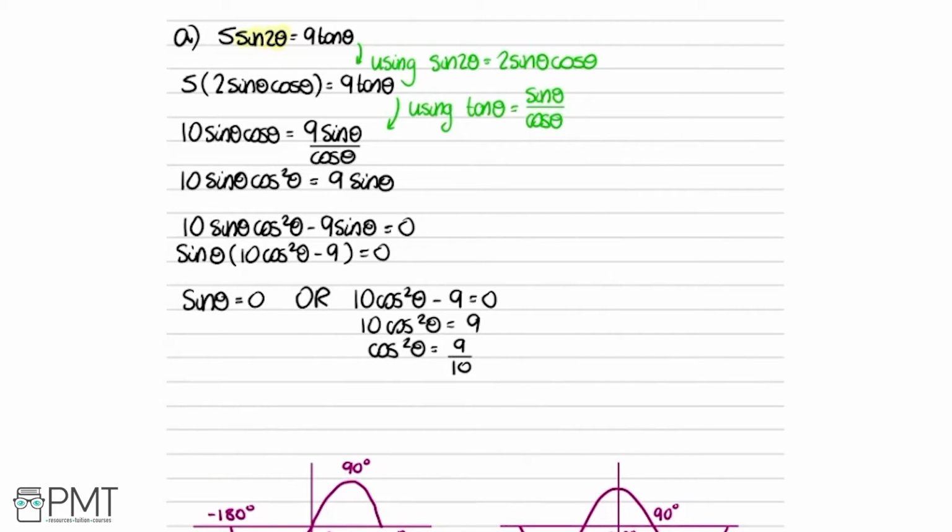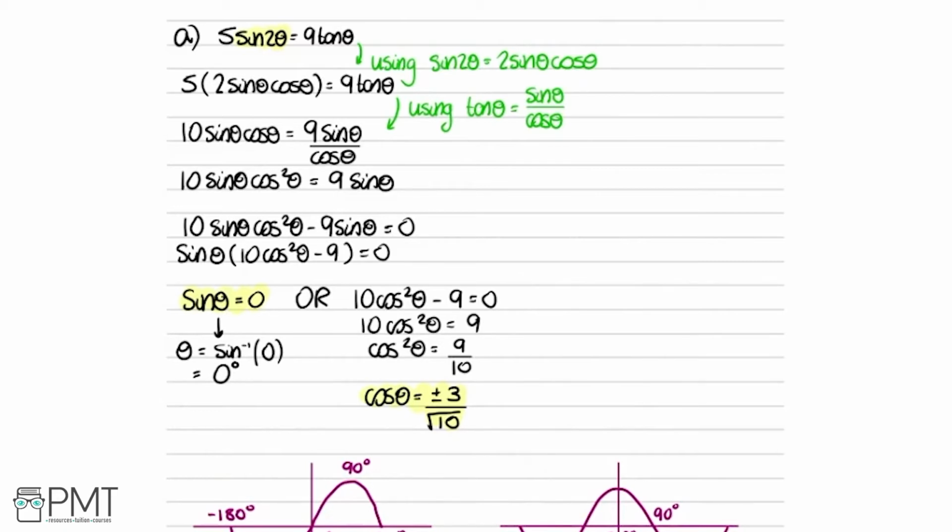And if we square root both sides, that leaves us with cos theta equals, and because we're square rooting it in an equation, we're left with plus or minus, and the square root of 9 is 3, so it's 3 over the square root of 10. Okay, so from the original equation, we've got both of these now, which is going to be much easier for us to solve. So starting with sine theta equals 0 here, we see that theta equals inverse sine of 0, which, if you just put that in the calculator, you'll see is 0 degrees.